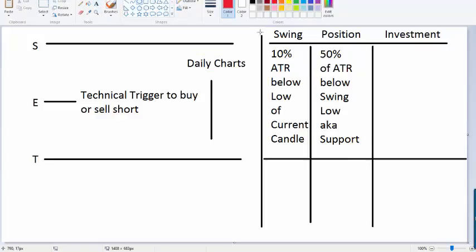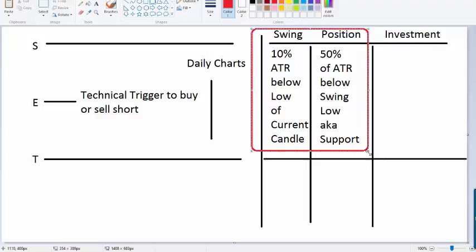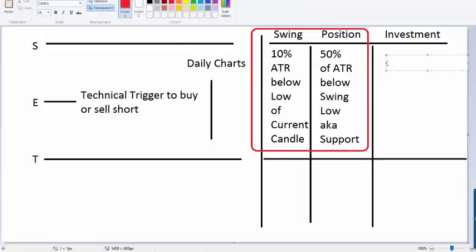Daily charts. So when we're talking swing and position, we're talking the daily chart. We're not talking an intraday or a long-term chart. We're not talking a weekly chart or anything like that. We're talking daily charts. Whereas an investment, you're most likely going to analyze it on a weekly chart. Okay, on a weekly chart.